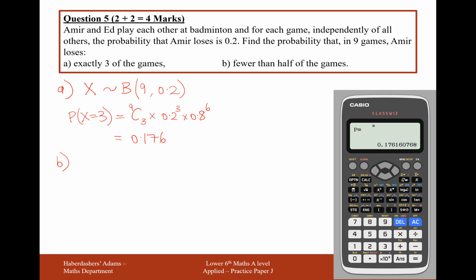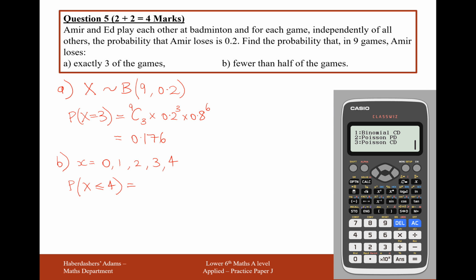Fewer than half the games played. So if it's fewer than half the games played, then X can either equal 0, 1, 2, or 3. Or 4 actually, because it's 9, so 4.5 is half, so fewer than half the games means any of these. So we could either work these probabilities out separately using the formula, or as we've seen before, we can just use the cumulative probability function on your calculator.